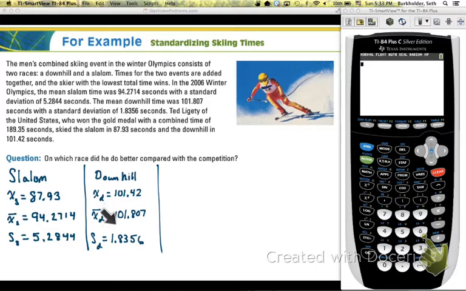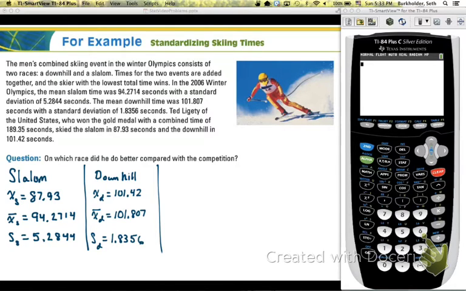However, if you look closely, the standard deviation for the downhill, or the average deviation from the mean, is much smaller than the average deviation from the mean in the slalom. So in order to compare his performances in these two events, we really need to look at standardized scores, or z-scores, for the two events. So let's determine how many standard deviations below the mean was Ligety in the slalom, how many standard deviations below the mean was he in the downhill, and in whichever one he was farther below the mean, that would have been his better event.